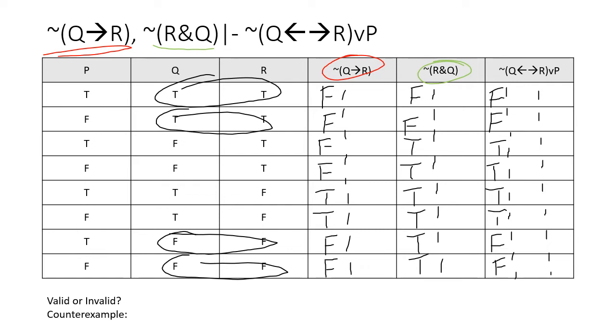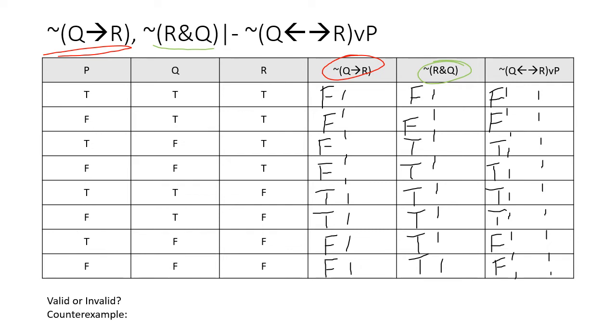And then we just got to bring in our wedge P. And that's going to say that they're true wherever one of these are true. So that's going to be true in these situations. And just false right here and here. So we can get rid of these.